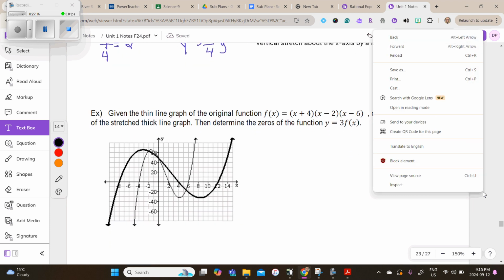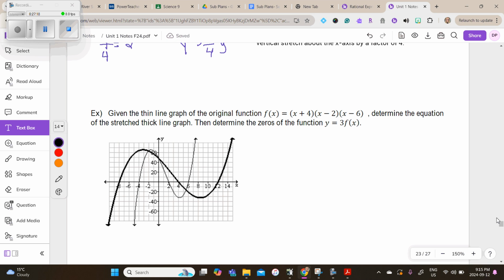Time for the last example. Now we have a graph. Given the thin line graph of the original function, we're actually given the function: x plus 4 times x minus 2 times x minus 6. We will see functions like this in our polynomial unit. Determine the equation of the stretched thick line. The thin line is our original, and the thick line is the new one.